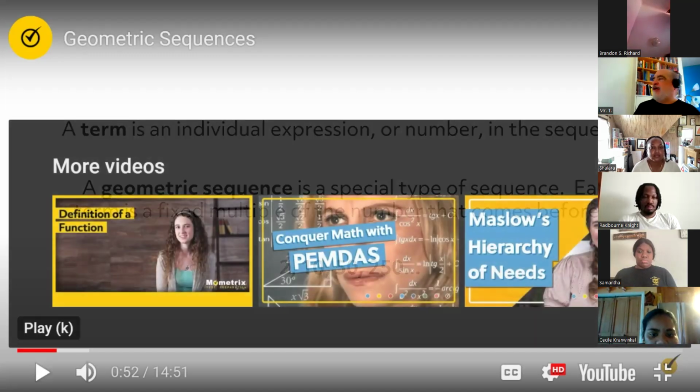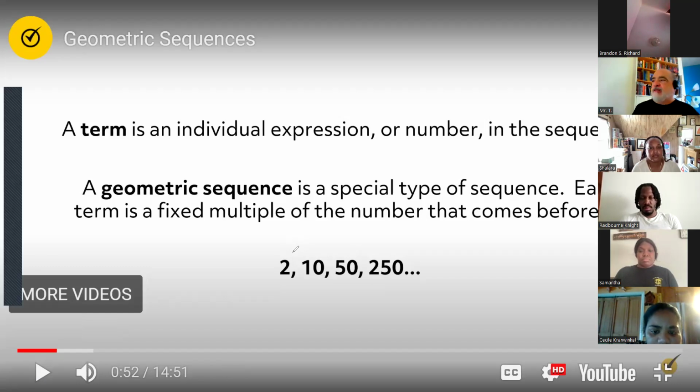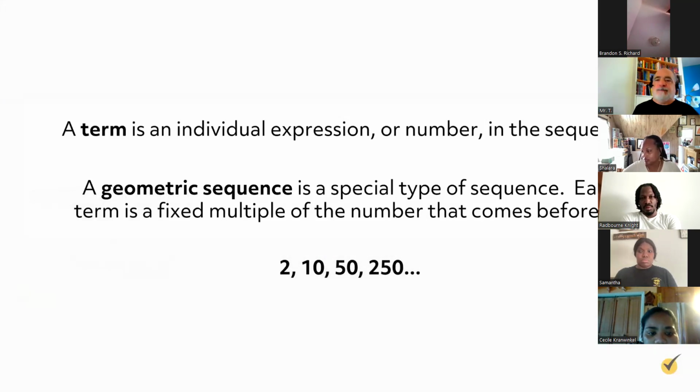Now, what she means by a fixed multiple, again, is that in a geometric sequence, you are always multiplying by the same amount. So just like in an arithmetic sequence, you're adding. In a geometric sequence, you have to be always multiplying by the same number. So this is a sequence where each number is multiplied by a fixed amount, which is 5, to get the next number. 2, 10, 50, 250. In geometric sequences, we use multiplication to find each subsequent term.